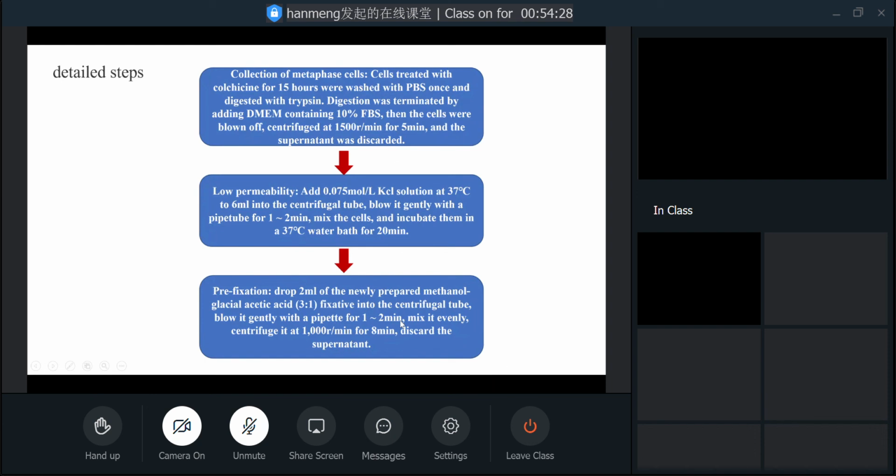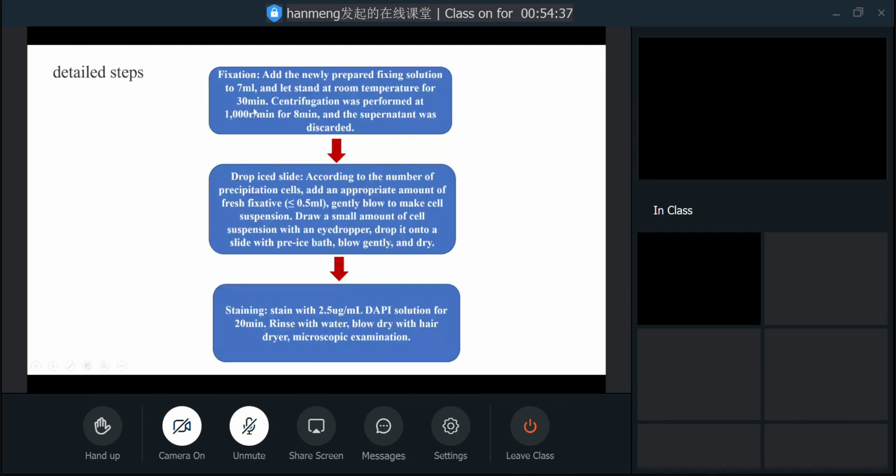Then we fix the chromosome at room temperature for 30 minutes, then centrifuge it at 1000 rpm for 8 minutes and discard the supernatant. Then we get the chromosome, but how to observe it? So we should put them on a slide.